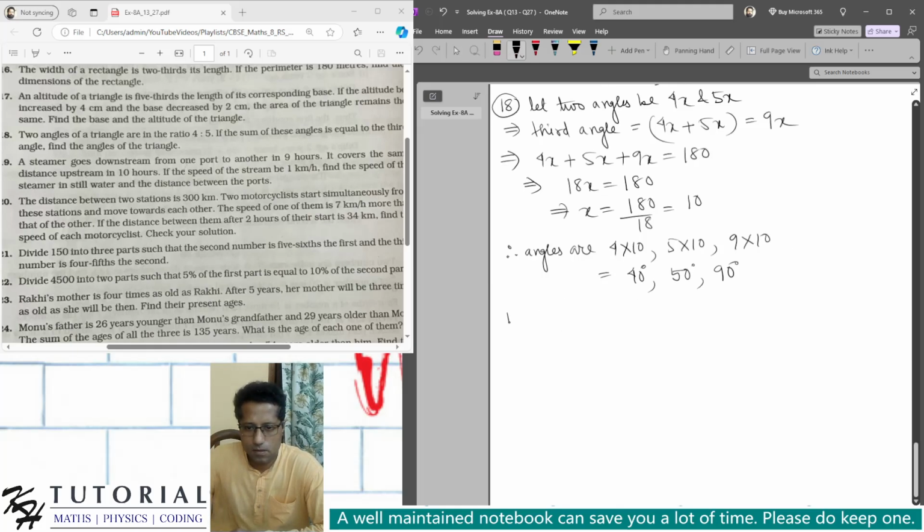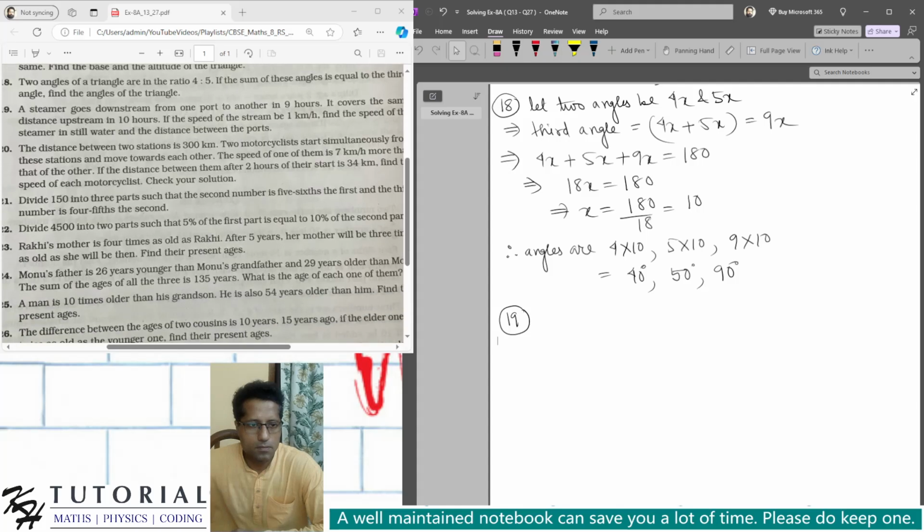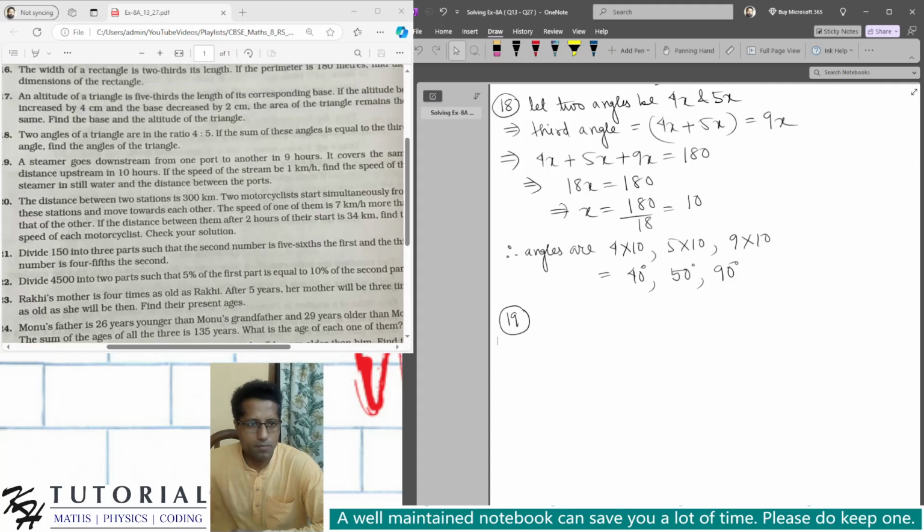Okay, let's do problem number 19. A steamer goes downstream from one port to another in 9 hours. Okay, it covers the same distance upstream in 10 hours.